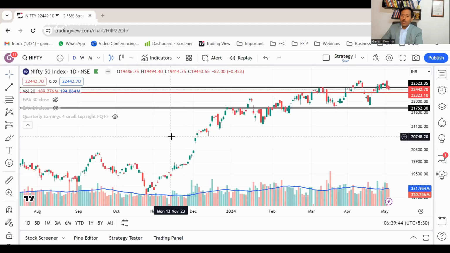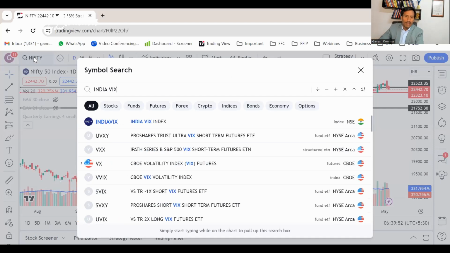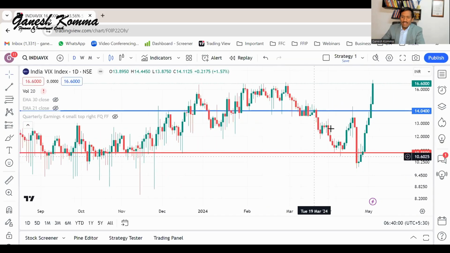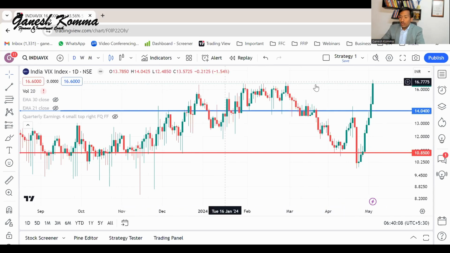If you open up your TradingView, like how you search for your stock or index, you just need to search for India VIX, right? So this is the thing. And now, yes, in the last couple of days, even yesterday, we have seen almost a 13% increase in VIX. So we are right now at 16.6 levels, right?